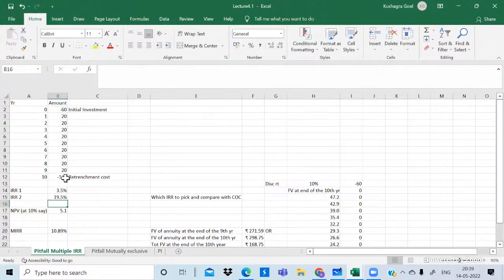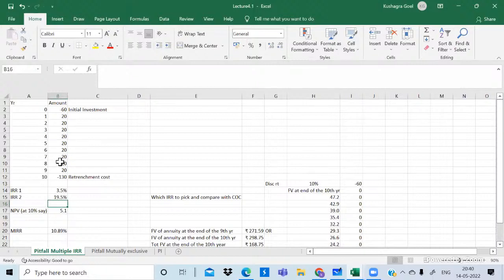Now in this question, I've got two IRRs, 3.5 and 19.5. Let's say my cost of capital is 10%. The project is returning 3.5%, and the project is returning 19.5%. Cost of capital is 10%. Now, this is extremely confusing. What should I do? Should I take my return as 3.5%? Because then I'm saying I'm earning 3.5%, cost is 10%, reject the project. But if I take my return as 19.5%, cost is 10, accept the project. So this is again a big drawback for IRR.